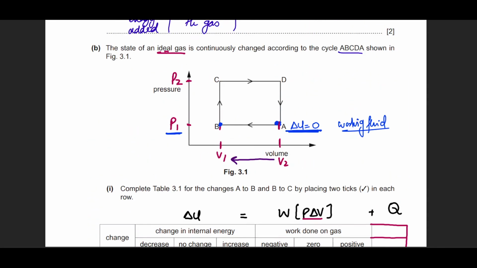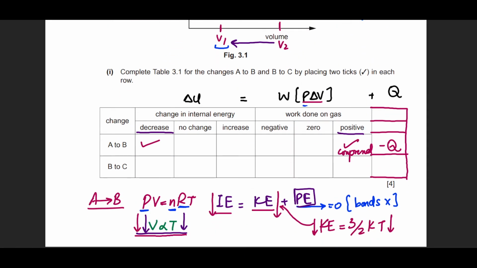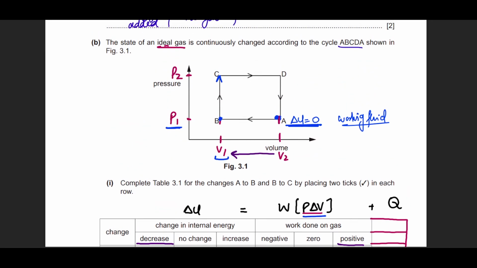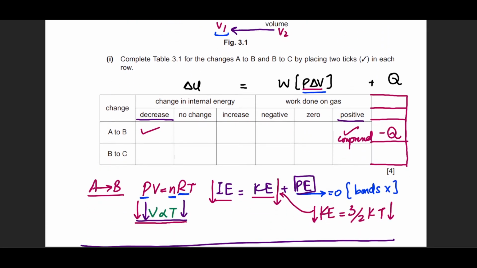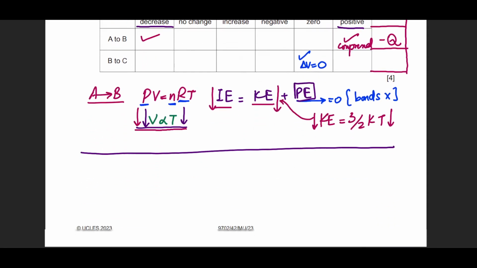So what's happening from B to C? From B to C, I see that the volume is not changing. So the work done, which is this part, in this we have P delta V. If the volume is not changing, but the pressure is changing, that means that at least this part of the equation is going to be 0, because delta V is equal to 0. So P delta V is going to be 0. So whatever is happening in this situation is purely because of temperature.